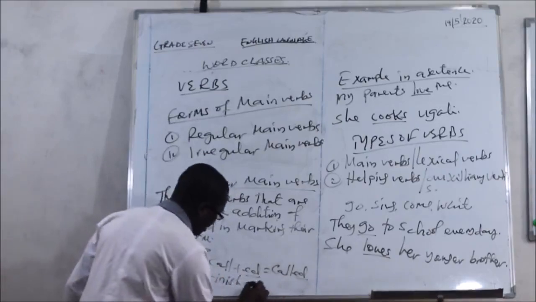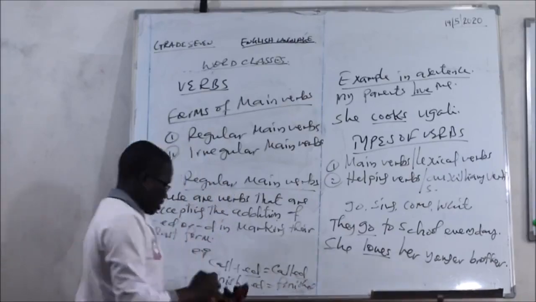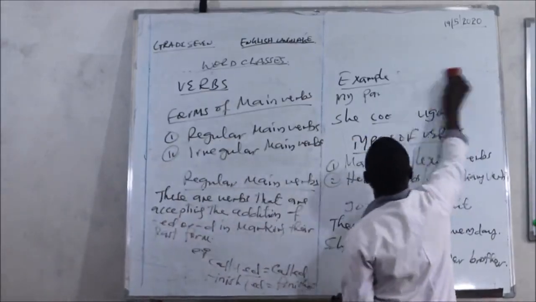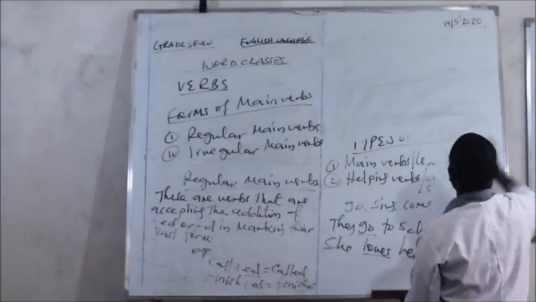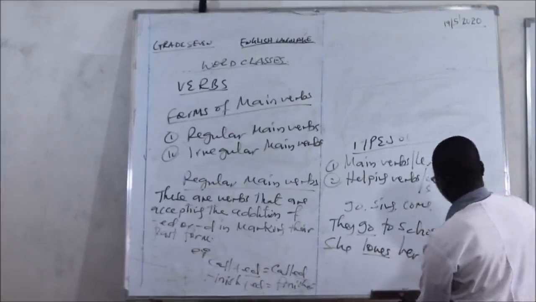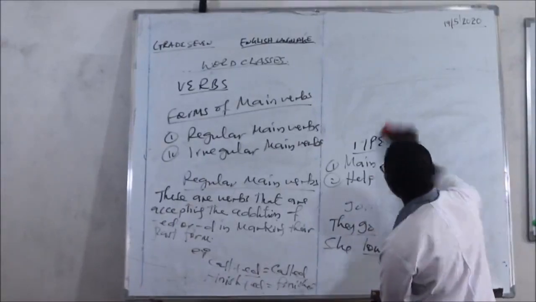If you add ed here, you will get so-called finished. This is an example of a regular main verb. Another example can be complete.